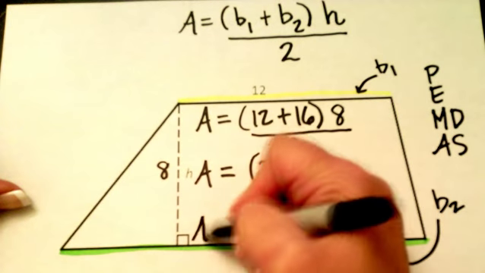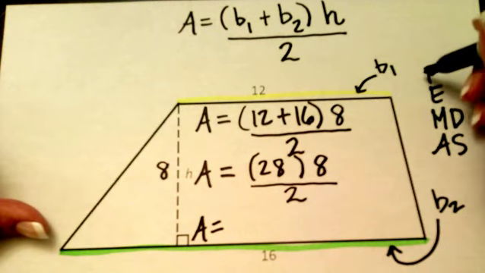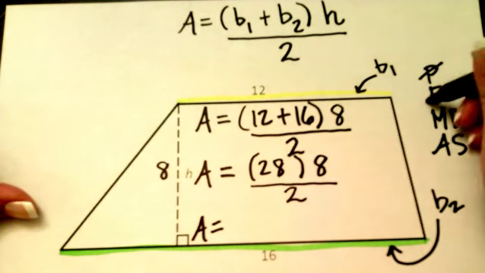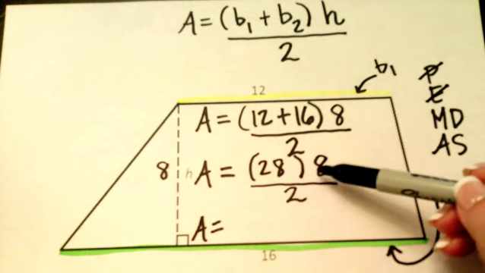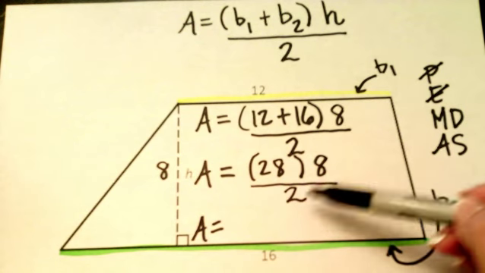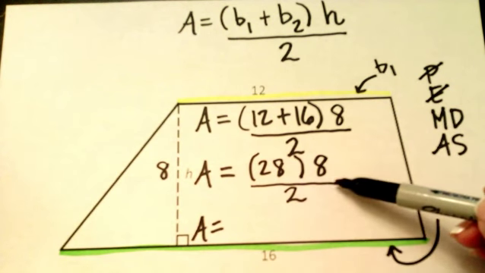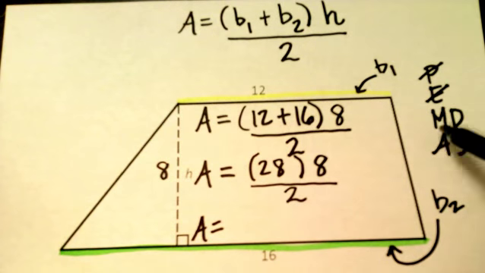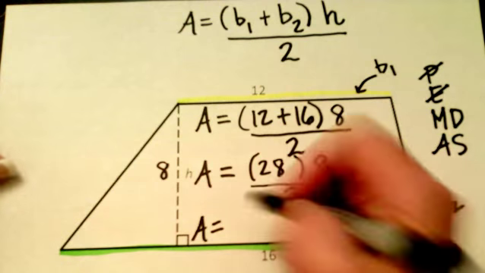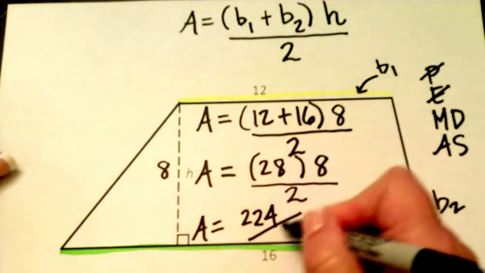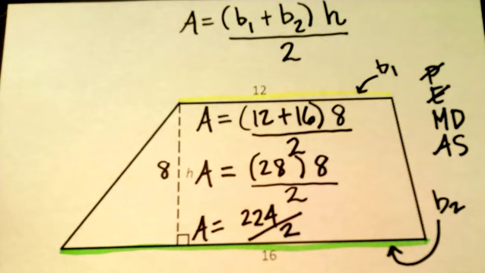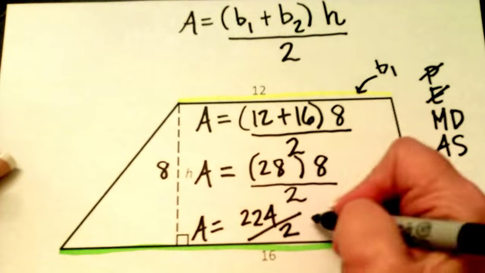All right, I'm going to come down here a little further. We've already taken care of our parentheses. There are no exponents, so that takes us right to either multiplying or dividing. Now, you can see that the multiplication is on top, and then we have our line here that represents division. So I'm going to take care of the multiplication first by multiplying the 8 times the 28, and that gives me 224. But I still need to divide all of that by 2 to come up with my final answer of how many square units can fit inside this trapezoid.